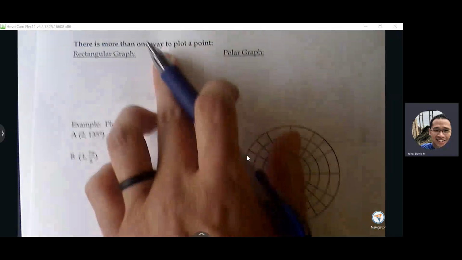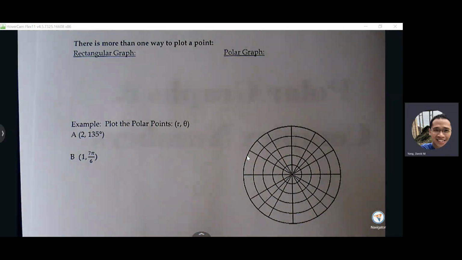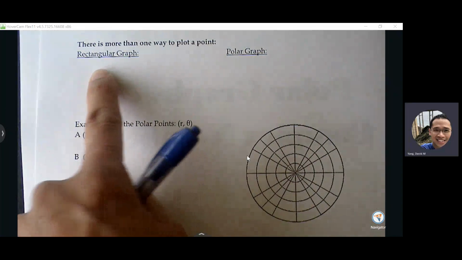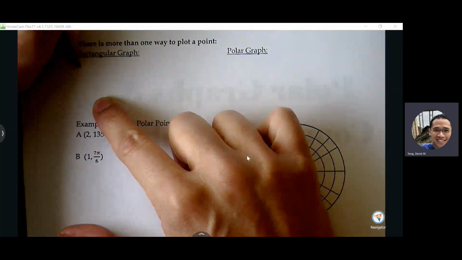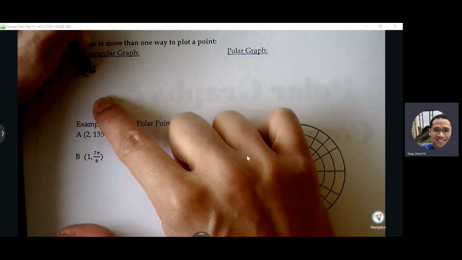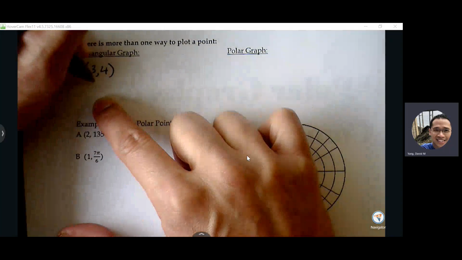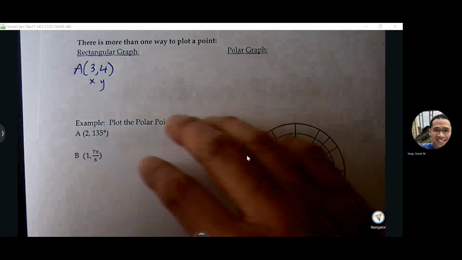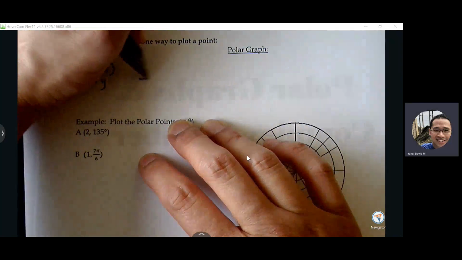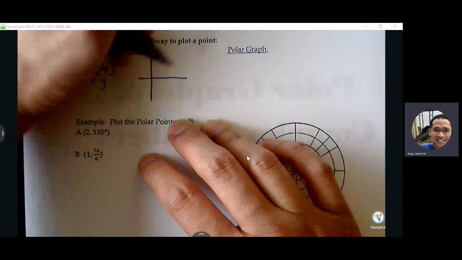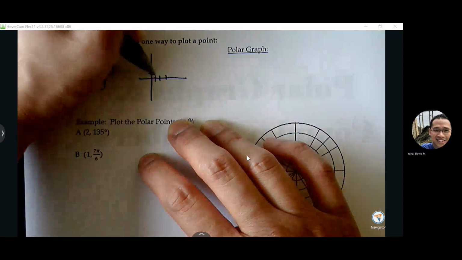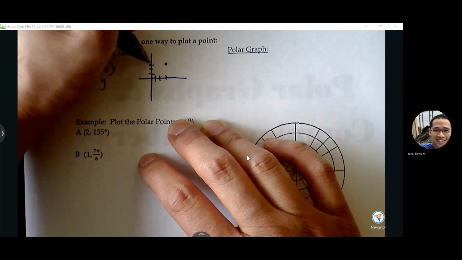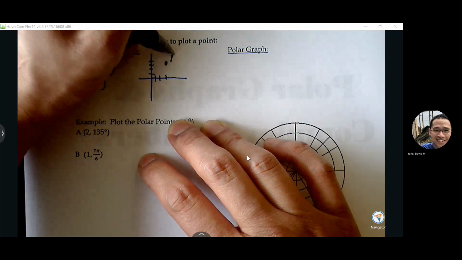Okay, so halfway down the page, there's more than one way to plot a point. Now, on a rectangular graph, there's only one way to plot a point. So let's just start with something that we recognize here. Let's say there's point A located at ordered pair 3, 4. So what you would do is on the coordinate plane, you would go 3 units to the right, up 4 units, plot that point, call it point A.